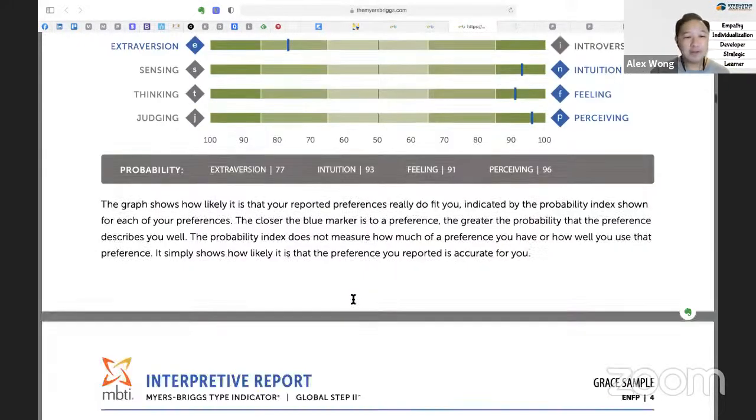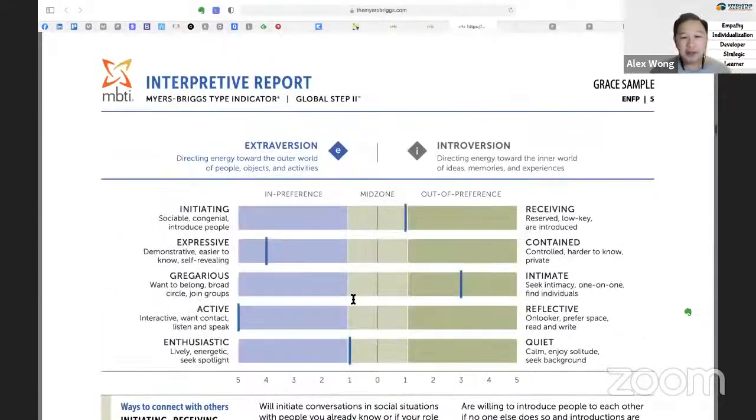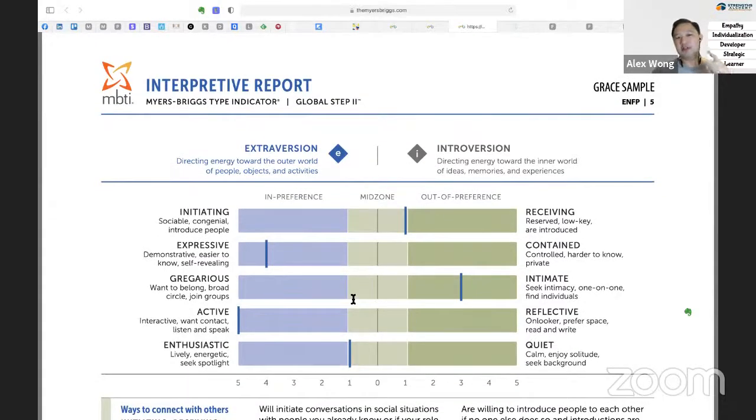facets, right? Again, disclaimer, I'm not certified in MBTI, but I'm going to give you an example of a facet of extroversion, introversion, right? So, I have no idea whether this guy is introverted or extroverted. Okay, I think this guy is extroverted. You'll see that under the extroversion, introversion report, there are 5 facets. In this case, it's initiating versus receiving, expressive versus contained, gregarious versus intimate, active versus reflective, enthusiastic versus quiet. I think of you, Ethan, because of your Emergenetics.